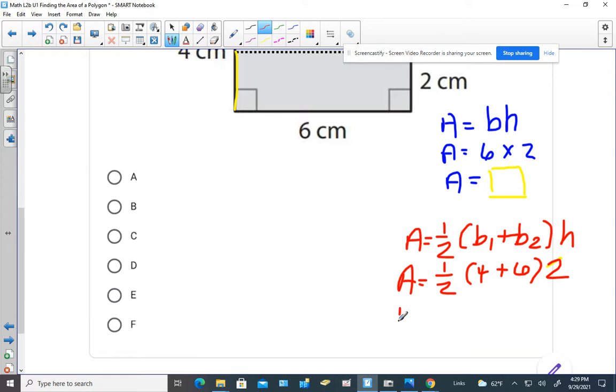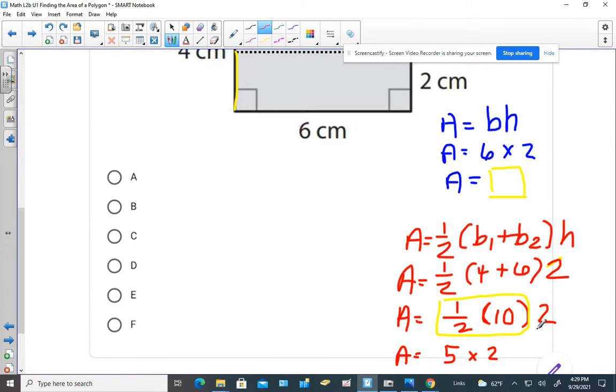All right, next we add the parallel lines. In other words, add these. 4 plus 6 would be 10. We're going to take half of that, and then we're going to multiply that by 2. Half of 10 would be 5, so we're doing this, just to be clear, and we get 5. And we still have to multiply that by this.